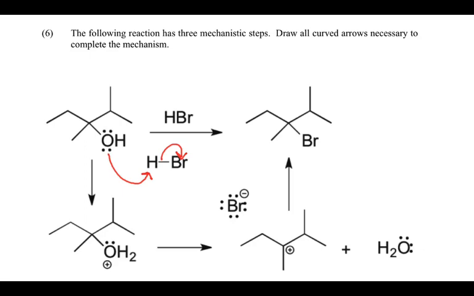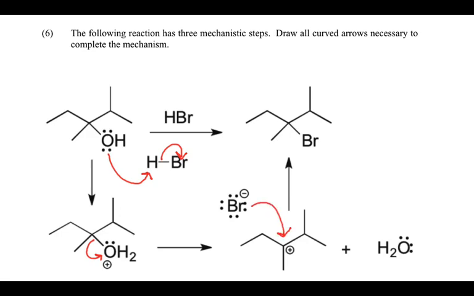I don't know if I know the names, but I have a general idea. So we're protonating the hydroxide to get alcohol, the alcohol to get water, and then water is going to be a better leaving group. Why is water a better leaving group than hydroxide?